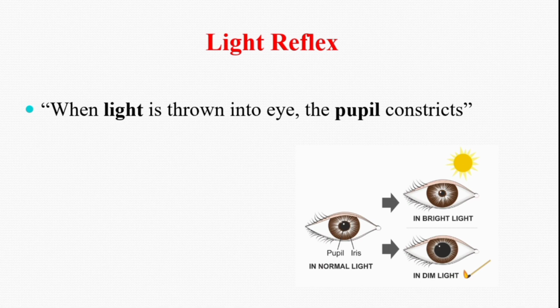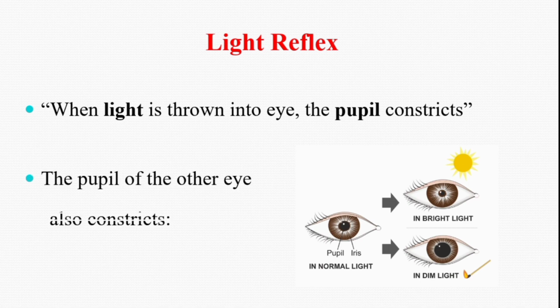So when light is thrown into an eye, the pupil of that eye constricts. For example, if we are throwing light into the left eye, the pupil of the left eye will constrict. But along with that, the pupil of the other eye, that is the right eye, will also constrict. This is called indirect light reflex or consensual light reflex. What its basis is, I will discuss in the next slide.